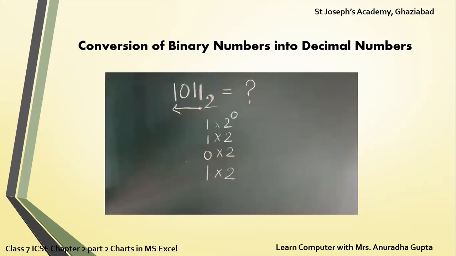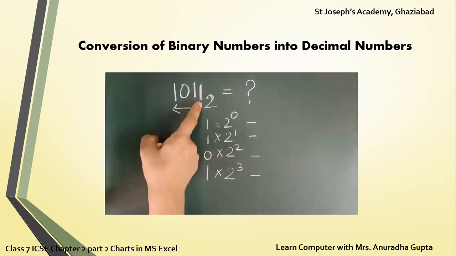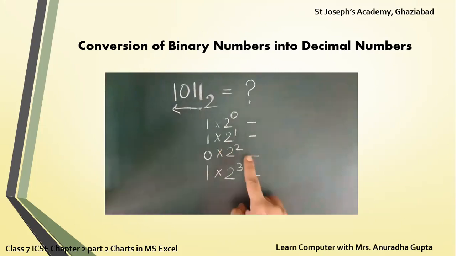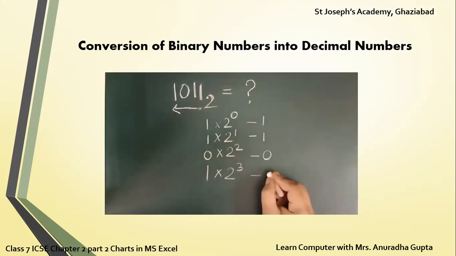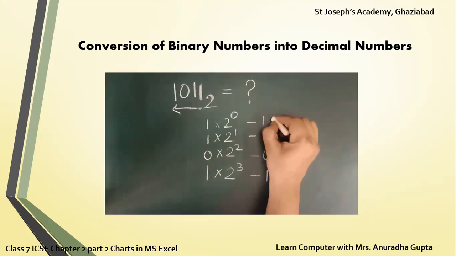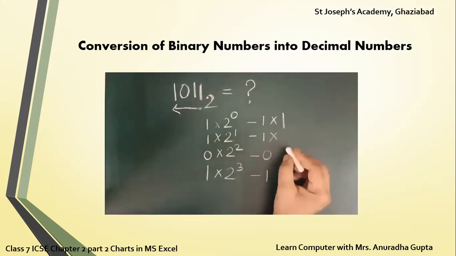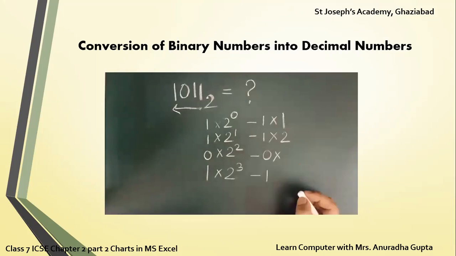Always the power starts from 0, 1, 2, 3. Or we can say this power is the position of the digit in a number. Where this 1 is present, this 1 is present at the ones place, means 0, then 1, then 2, then 3. Then we start solving them. First we solve the power. 2 raised to the power 0 is 1, 2 raised to the power 1 is 2, 2 raised to the power 2 is 4, 2 raised to the power 3 is 8.